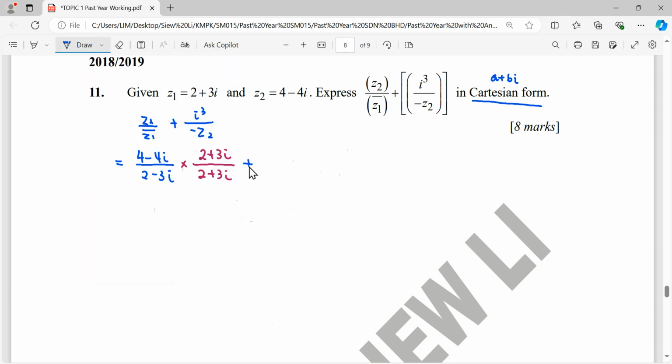Then plus another part here where i cubed, we can simplify it as negative i, then minus z2. So minus, it becomes negative 4, minus imaginary part will become positive 4i. So for the second part here, we can see also a division of complex number with a complex number at the denominator. To simplify this division, we need to multiply by its conjugate, referring to the complex number here. Its conjugate will be negative 4 minus 4i.